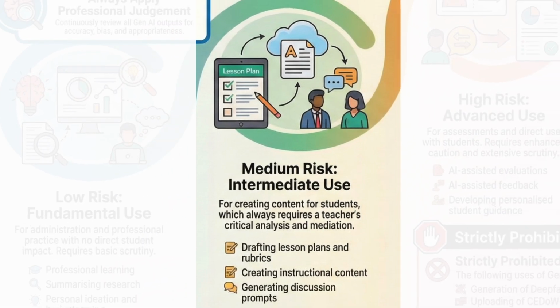Next, we move up to the green zone, medium risk. This is intermediate use. At this level, you're creating content for students, like drafting lesson plans, rubrics, or discussion prompts. The AI is the drafter, you are the editor. You must critically analyze everything it produces before it hits the classroom.